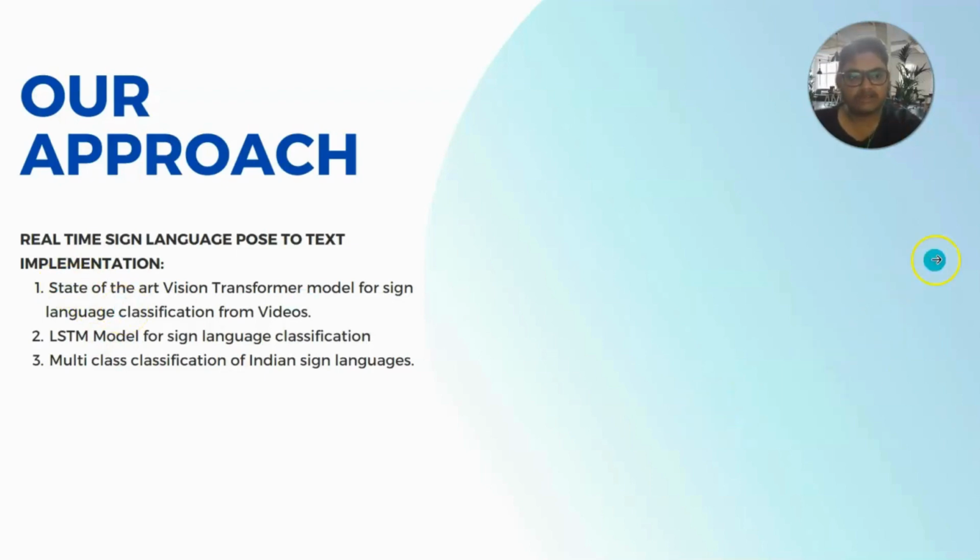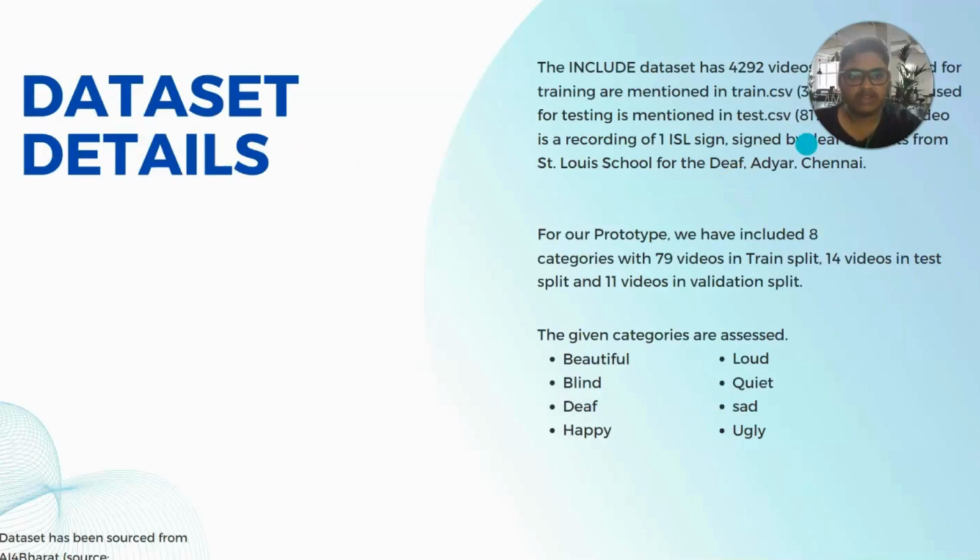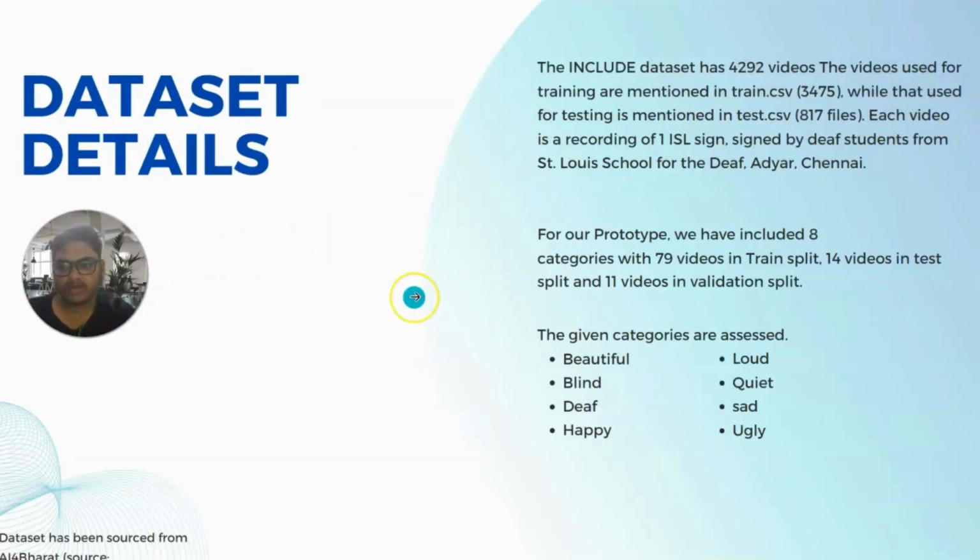Now let us look at the dataset that we have used. So the dataset that we have used in our training is the INCLUDE dataset that has around 4,200 videos, and it was recorded in St. Louis School in Chennai. And for our prototype, as of now, we have included 8 categories, which include 79 videos in train, 14 in test, and 11 in validation. And for our prototype, the categories that we have trained on are these categories.